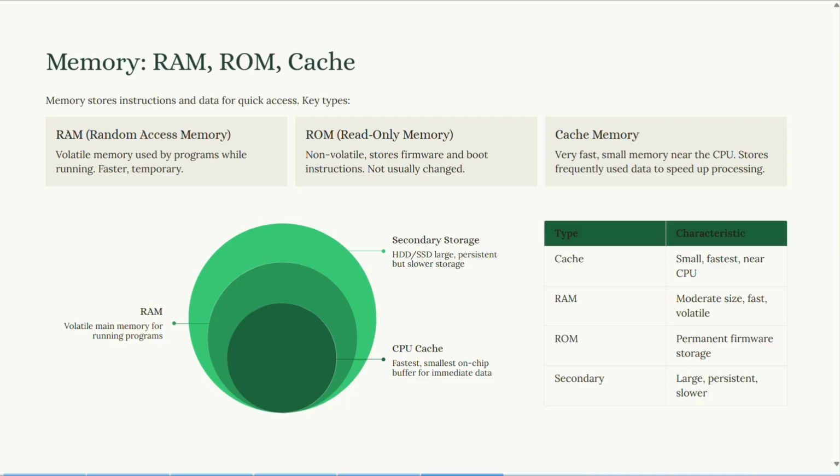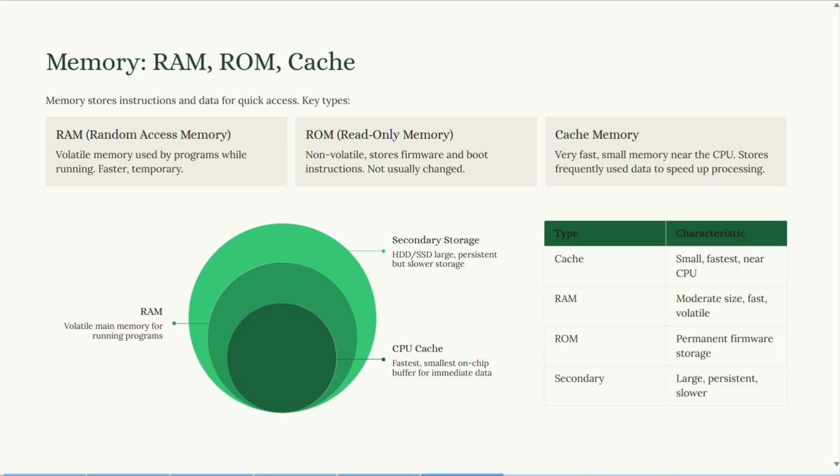Cache is the fastest memory inside a computer. It's very small in size but extremely fast because it's located inside or very close to the CPU. Instead of repeatedly fetching the same data from RAM, the CPU stores frequently used information in the cache. This reduces waiting time and improves overall performance.